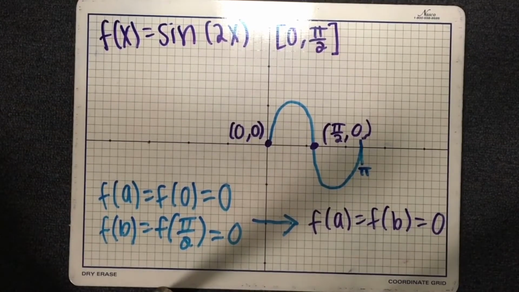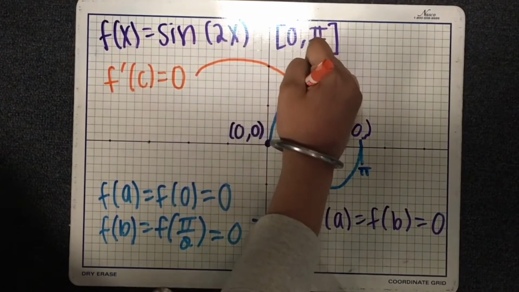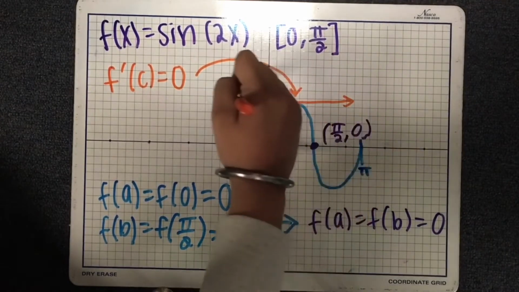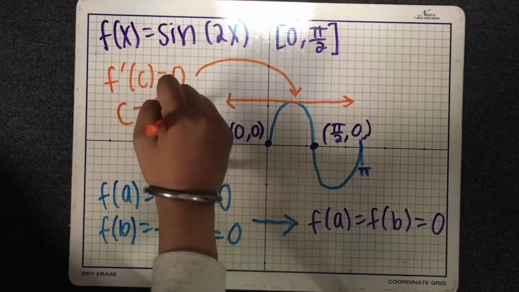So, since f of x is continuous on the interval 0 to pi over 2, and since f of x is differentiable on the open interval 0 to pi over 2, and since f of a equals f of b, then there is at least one number c in 0 to pi over 2 such that f prime of c equals 0. That c value is pi over 4.